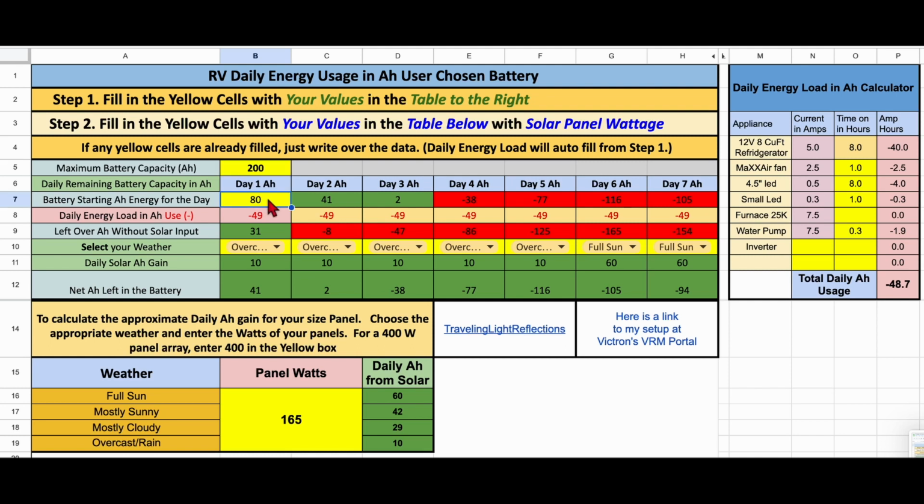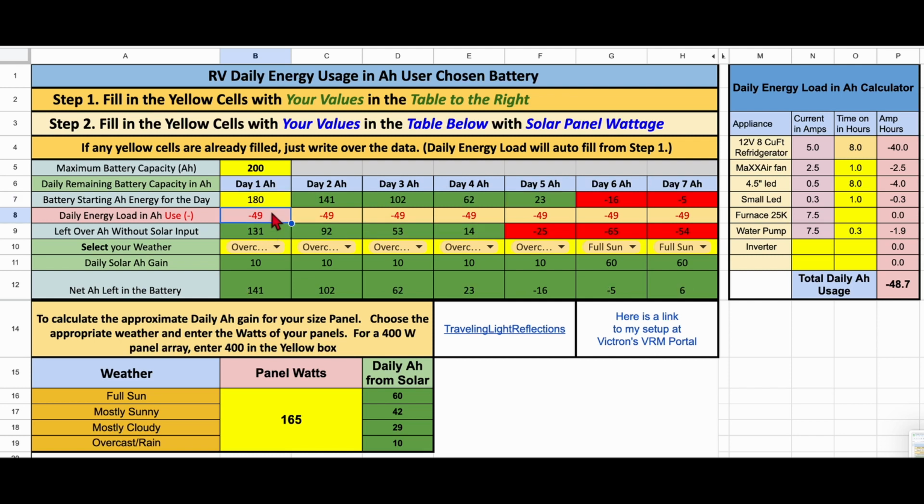So if I doubled the capacity of the battery, this is an important one. So I doubled the capacity of the battery, but my starting capacity, he had it at 80. I'm going to change that to, not 800, that's too much. I'm going to change that to 180.